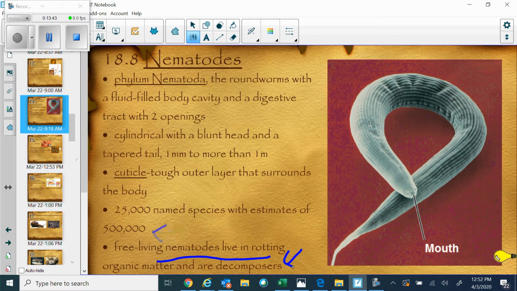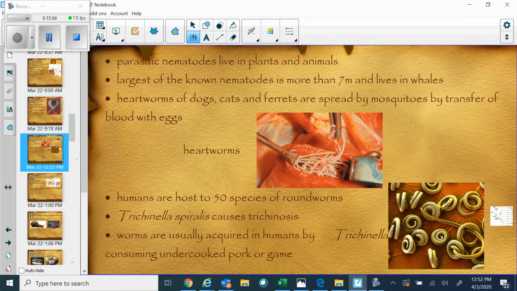So all that sounds gross except for that decomposition piece. That's critical. We need this to recombine the nutrients that grew into organisms back into the soil, and that's our carbon nitrogen cycle. Really important to the way the earth thrives. But there's parasitic bastards too. Plants and animals. Some of these get up to 7 meters long, live in whales. Gross. Heartworms are these roundworms, in cats and ferrets.